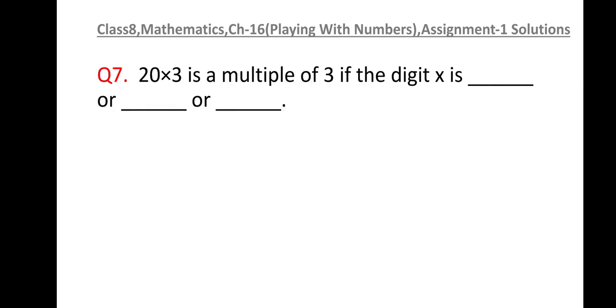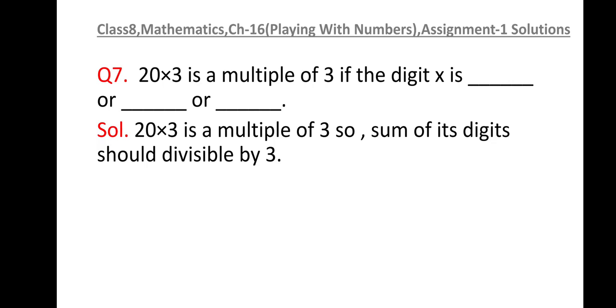Coming to question 7. Question 7 is: 20x3 is a multiple of 3 if the digit x is. Here a number is given to you and this number is a multiple of 3. This is the only thing which is given to us and we need to find the digit x, and there can be 3 possible values of x.